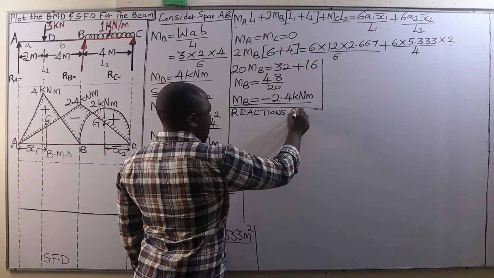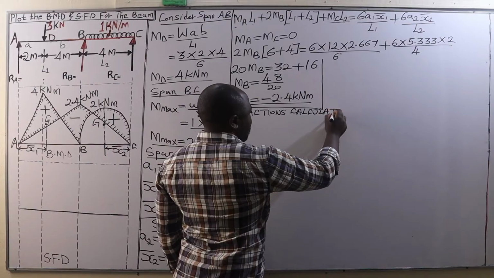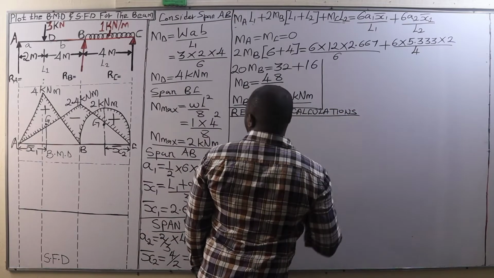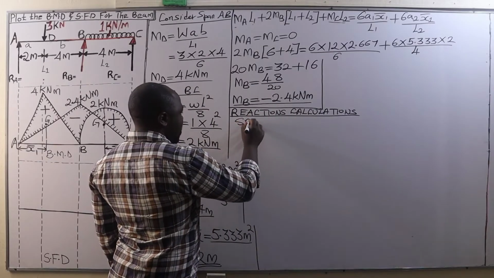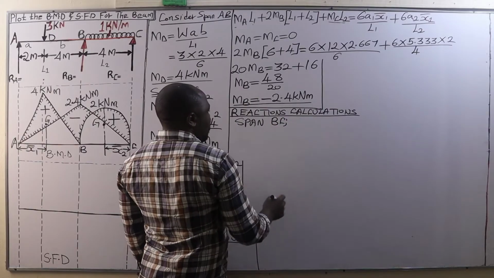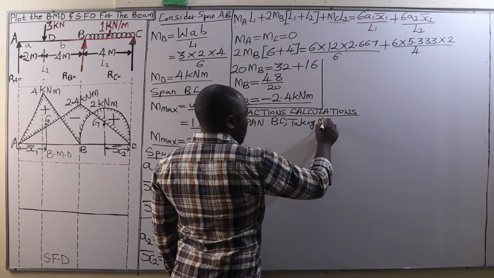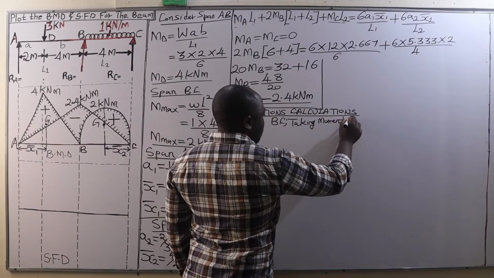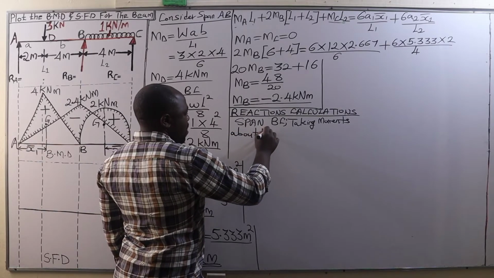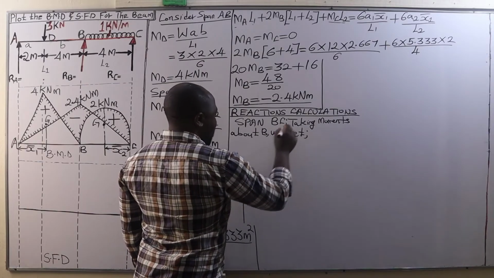Reactions calculations. And in this case, we are going to begin with the span BC. So for span BC, we are going to take moments about B. Therefore, taking moments about B, we are going to get the following.